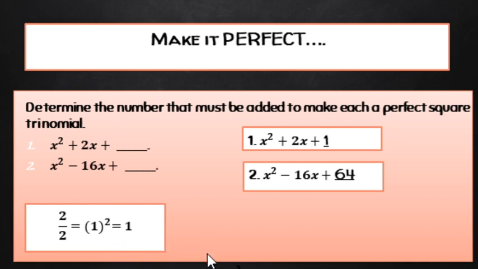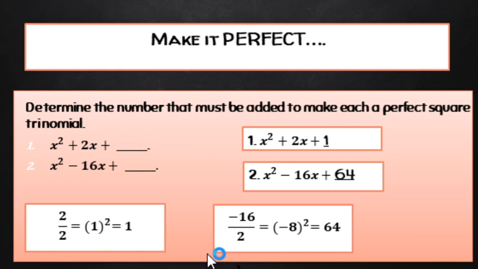For equation number 2, the coefficient of x is negative 16. Half of negative 16 is negative 8, and the square of negative 8 is 64. So that's how we determine the number that must be added to make them a perfect square trinomial.